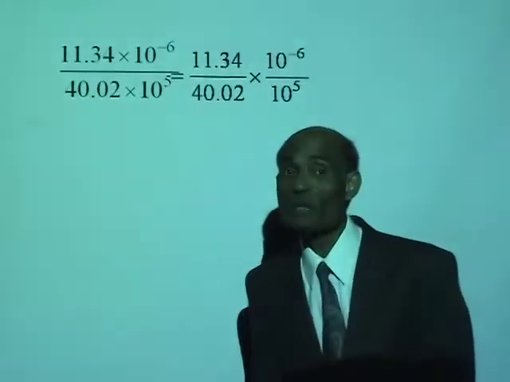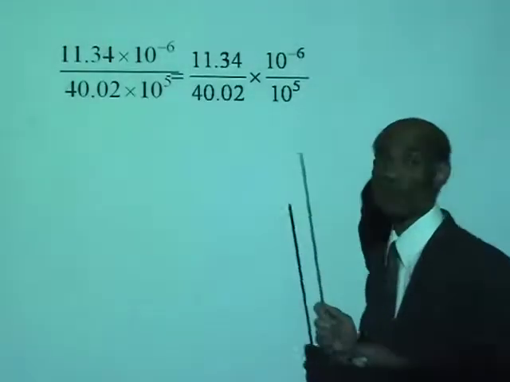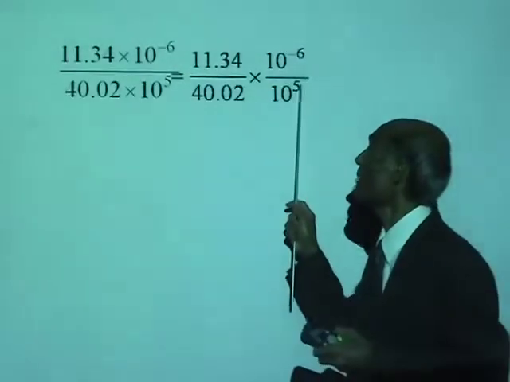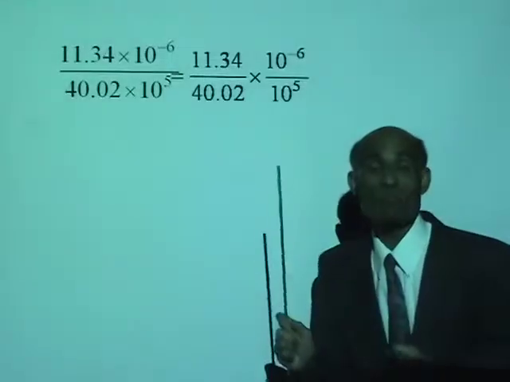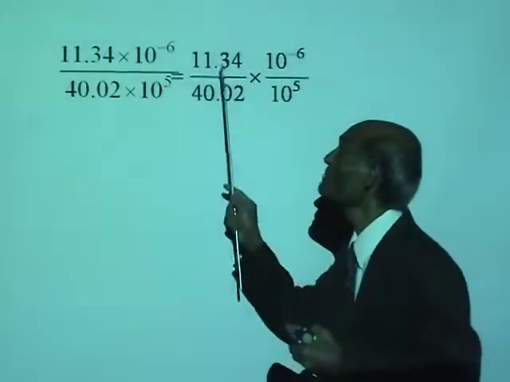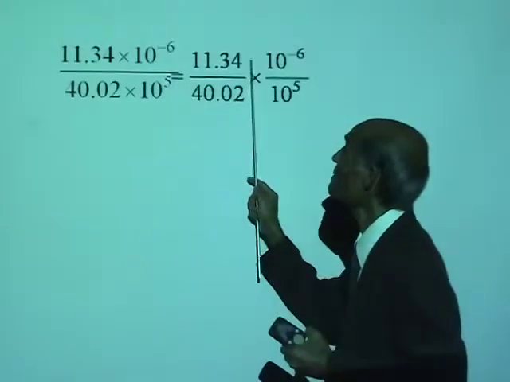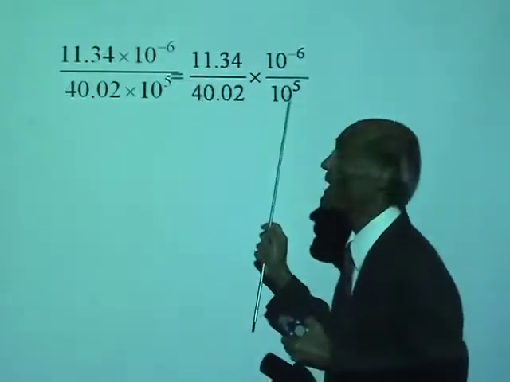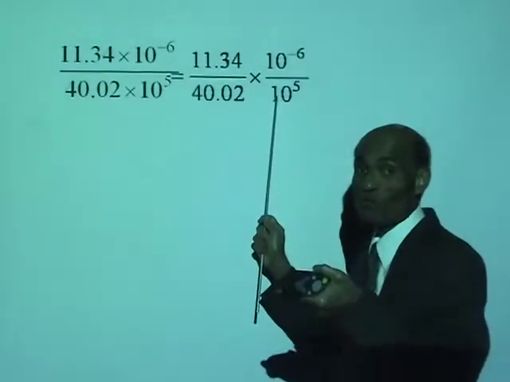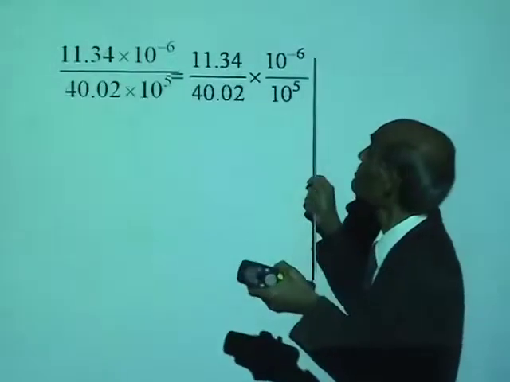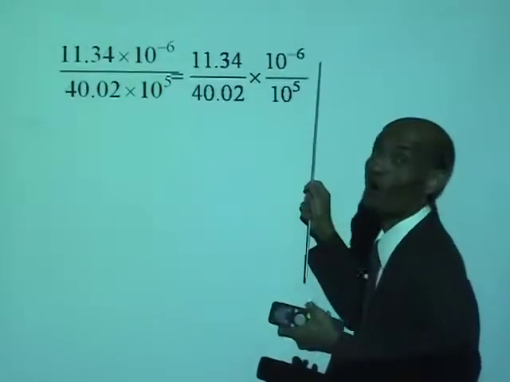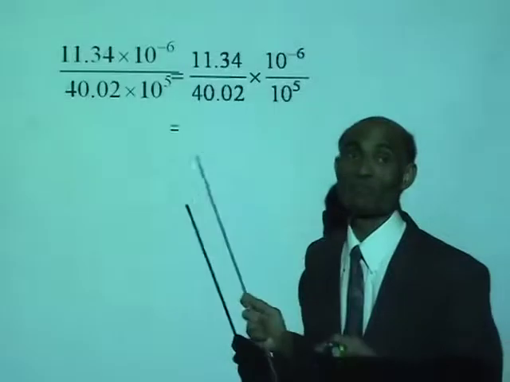Well, you need to do that. And also one more thing. In a scientific form, the power of 10 cannot be on the denominator. So, in the next step, you need to simplify this, find the value of that, and then take the 10 to the power of 5 from the denominator to the numerator. What will happen? It will become 10 to the power of negative 5.